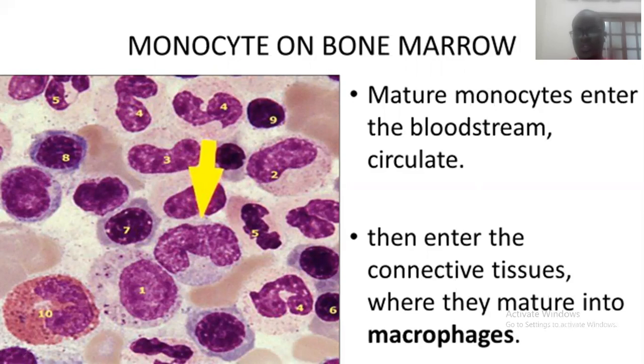Then they become part of the connective tissue, of course. Depending on the tissues they migrate to, they will become macrophages. So these monocytes are the ones that will become macrophages, depending on the tissue they migrate to. If the monocytes migrate to the liver, they'll become Kupffer cells or Kupffer macrophages. If they migrate to the lung, they'll become alveolar macrophages or dust cells. If they migrate to the central nervous system, they become microglial cells that are phagocytic in nature.